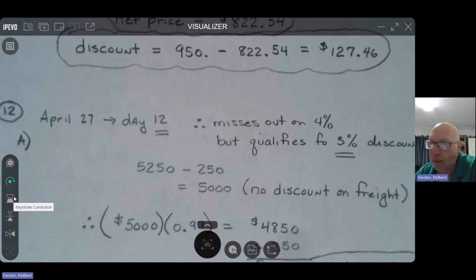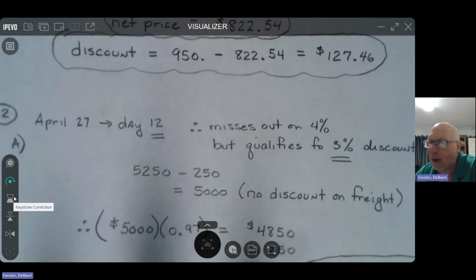So what I chose to do first here was take out the 250, because it specifically says that that included the freight charge. So you remember there's no discount on freight. We have to find out how much he is able to calculate his discount on. So take off the 250 and realize that for the merchandise, it would have been a total of $5,000. That's what's subject to the discount.